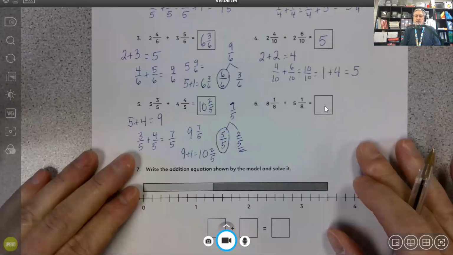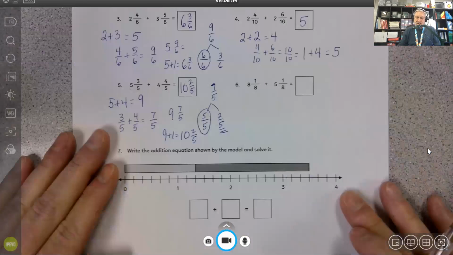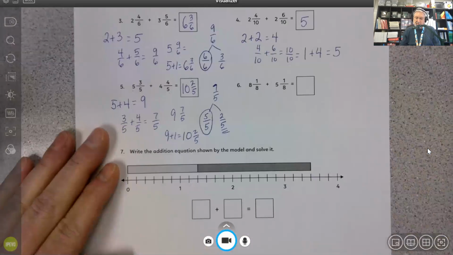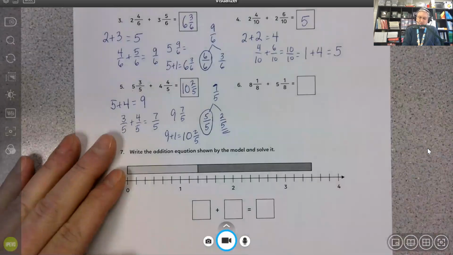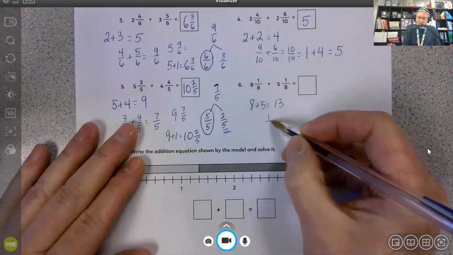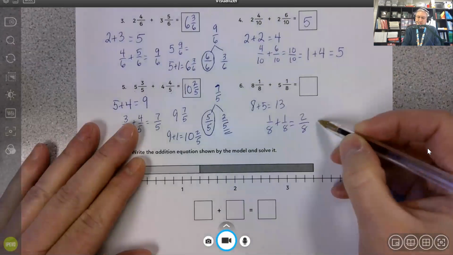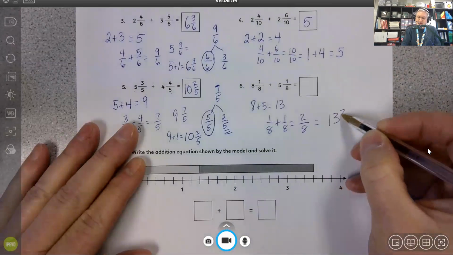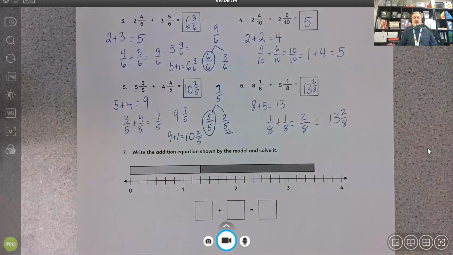And we have one last one here. 8 1/8 plus 5 1/8. Now I might even be able to see this pretty easily. So this would be 8 plus 5 equals 13. 1/8 plus 1/8 equals 2/8. So then my answer would be 13 2/8. All right, so we finished all those computation problems, all 6 of them.